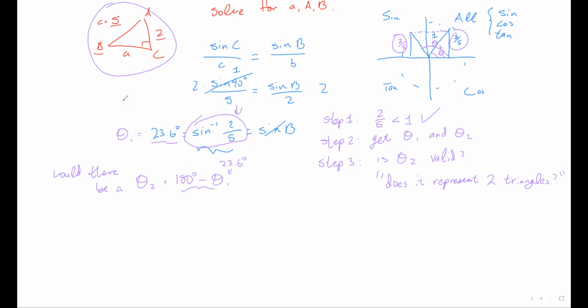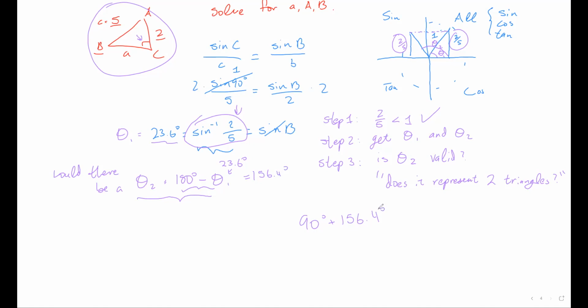Let me see if I can recall. What angle are we given? We're given this angle right here, C. So we take the angle we have, that's going to be 90, and then we add it together with this new angle. I'm going to punch that into a calculator real quick. So that should be 180 minus 23.6, plus 90, which is 156.4. Okay, so that's what this is.